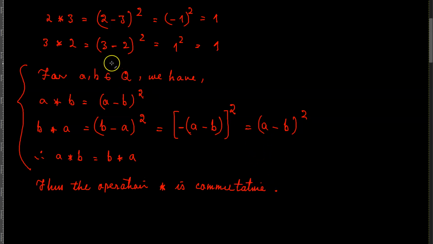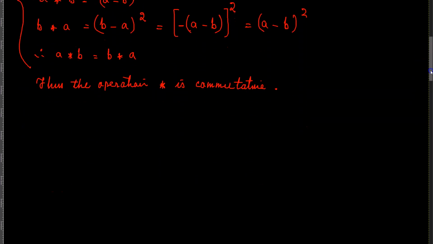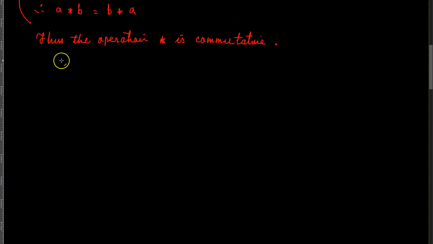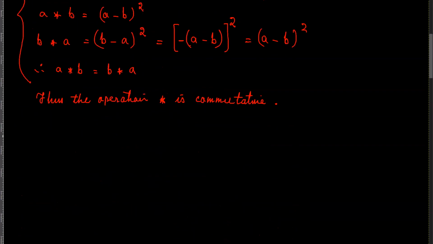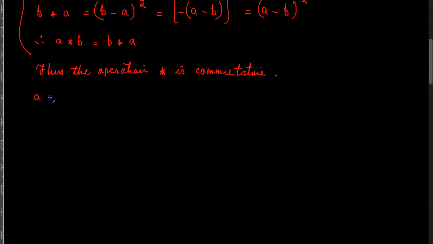And for being associative, you can say that basically you can create a counterexample here. Here basically we said that A star B is equal to A minus B whole squared.